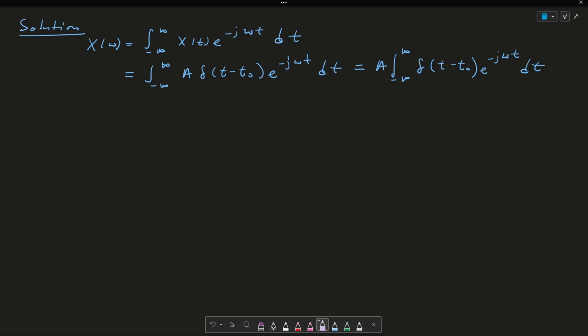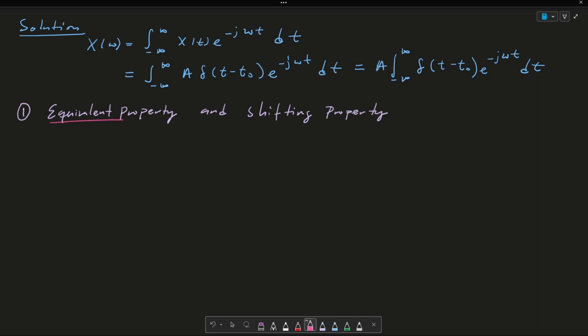So now there are two ways which we can solve this problem. On this slide, I'm going to do the first method, and on the next slide, I'm going to do the second method. The first method is by using what we consider the equivalence property and what we consider the shifting property.